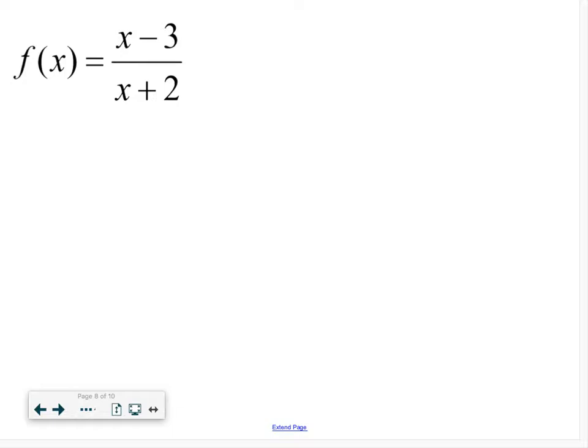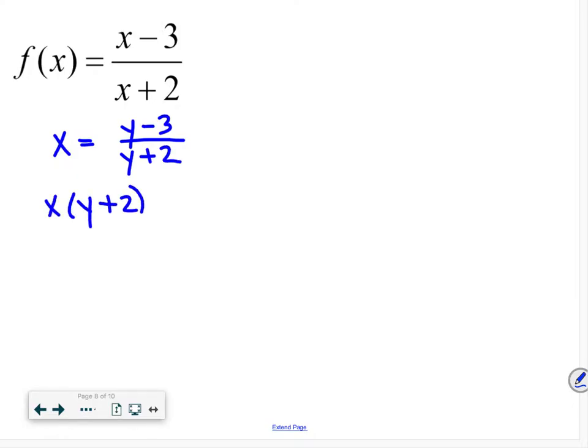Okay, so we're gonna walk through this. We're gonna walk through this. Okay. So we have x equals y minus 3 over y plus 2. Everyone did a nice job of multiplying that y plus 2 over. And make sure you get that distributed through.